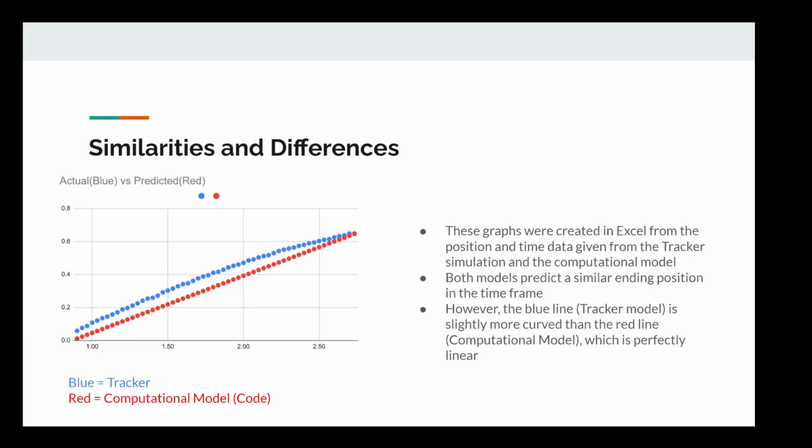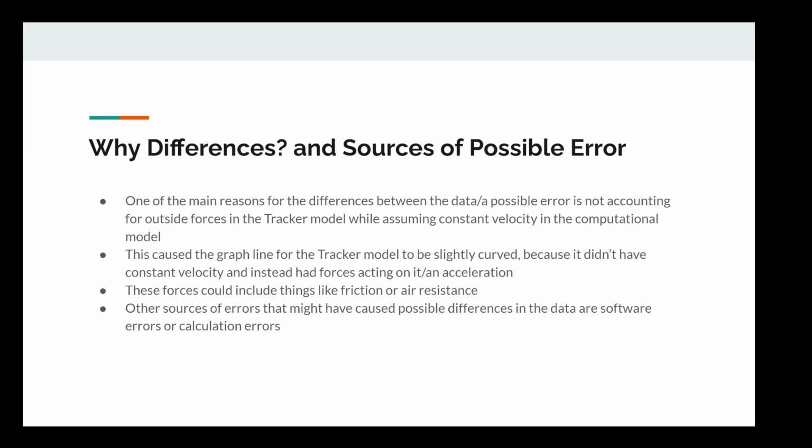These are two graphs we made in Excel using the data from the Tracker table and from the computational model. As you can see, the Tracker data is slightly more curved than the computational model, which is perfectly linear. This is to be expected because the Tracker model likely had outside forces acting on it, while in the computational model, we assumed ideal conditions and constant velocity.